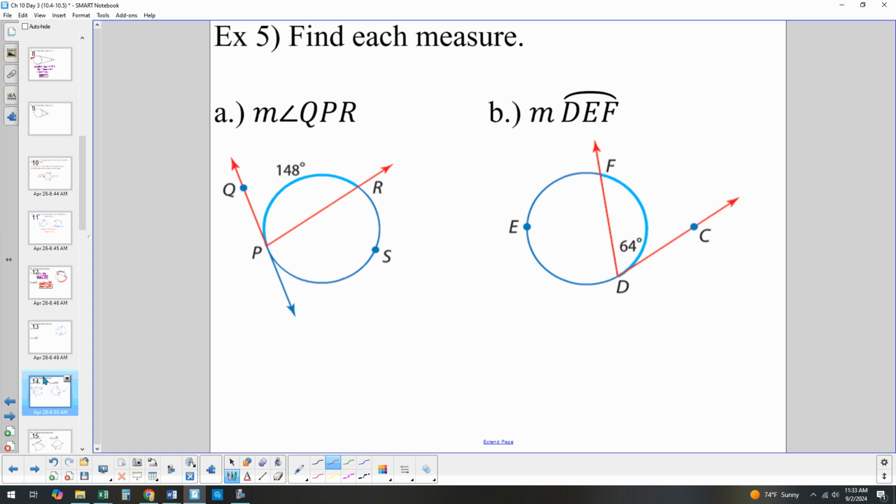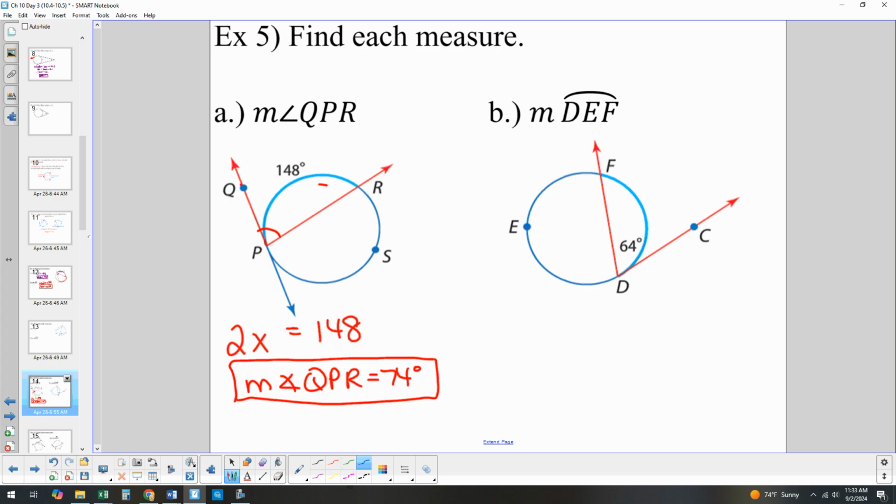Example 5. We want to find the measure of angle QPR. So we're looking for this corner down here. It in fact matches the arc we have. So we could set up 2 times, I'm just going to use x again for angle, equals the arc. So cut it in half. The measure of angle QPR is 74 degrees.